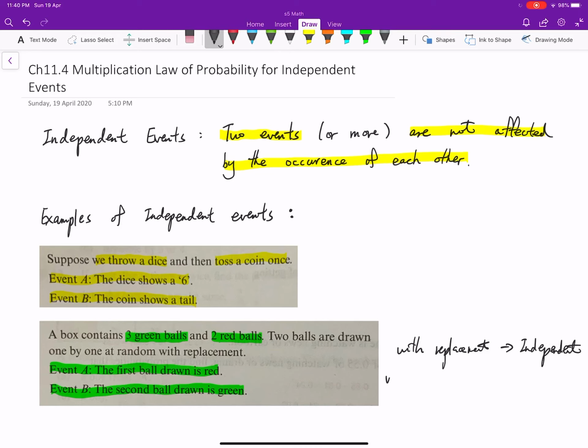But if it is without replacement, that means you take the ball and then you just throw it away. You will not put the ball back into the box. Then whether it is independent or not is actually a doubt. You don't know whether it is independent or not. And in the next session we'll talk more about the not independent situations.